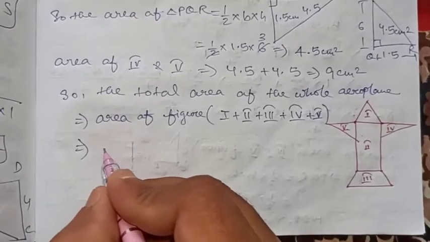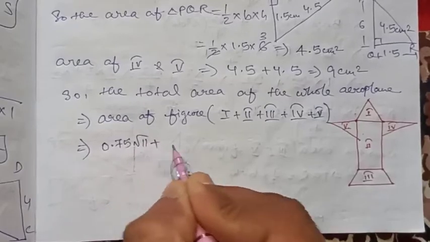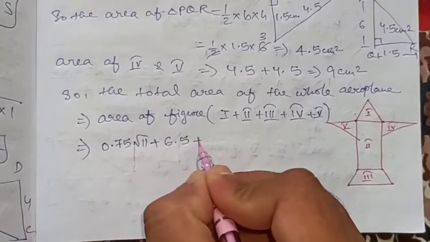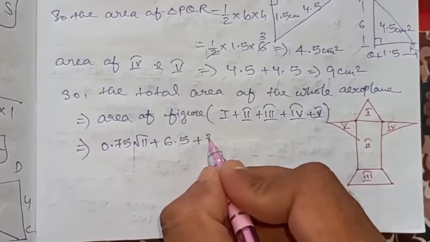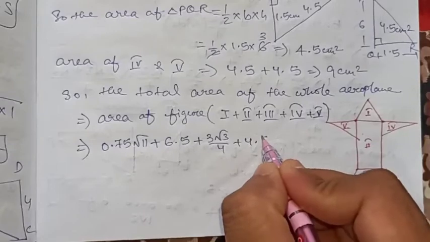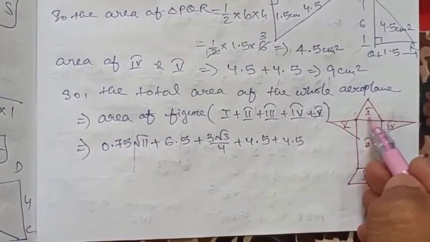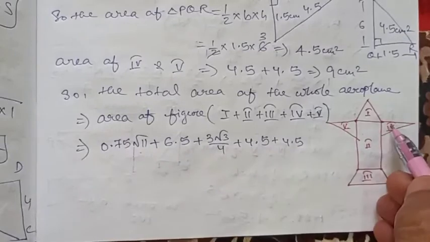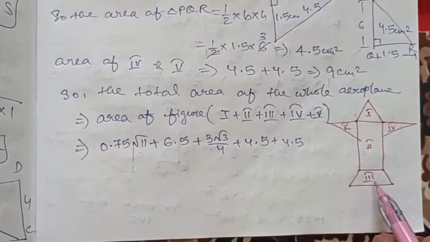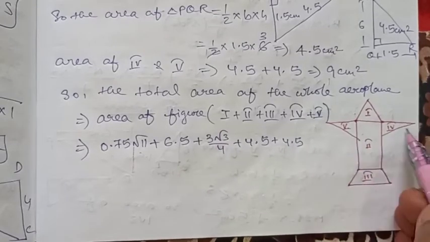Area of the first figure we got 0.75 root 11, plus second figure we got 6.5 centimeter square, plus third figure we got 3 root 3 by 4, plus fourth figure we got 4.5, and fifth figure we got 4.5. Okay, this area is 0.75 root 11, this area is 6.5 rectangle, 3 root 3 by 4 is the area of trapezium, 4.5 is this, 4.5 is this.